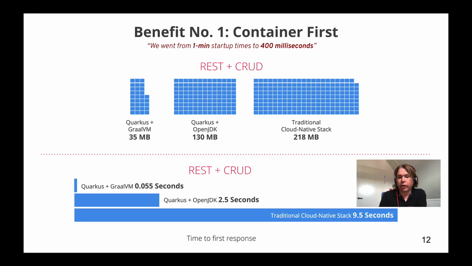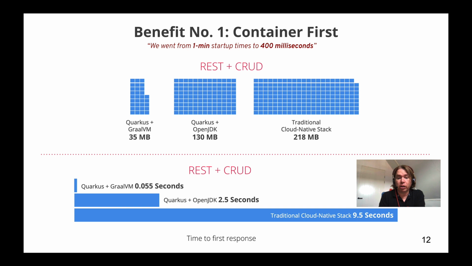So what we can see when we look at a standard REST plus CRUD application, when we compare a traditional cloud native stack with a Quarkus stack on OpenJDK and a Quarkus application compiled to a native image using GraalVM and Substrate VM, is that a traditional native stack uses around 200 megabytes, where when we run it on Quarkus, we can reduce the memory requirements to about 130 megabytes. Now, if we then go to a native compiled application, we can even further reduce that to 35 megabytes, which means that we can fit almost 7 times more workloads into our container environment using a Quarkus native application compared to a traditional cloud native stack.